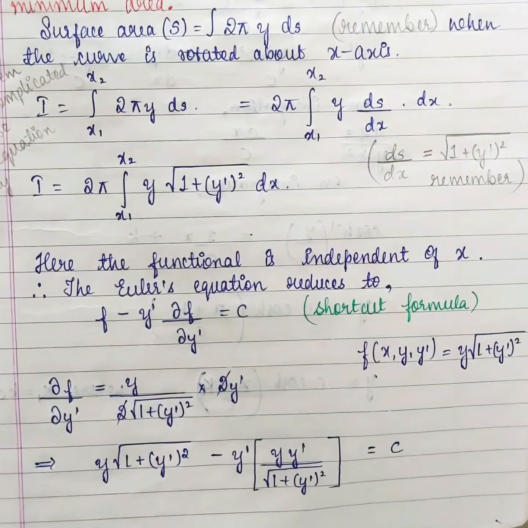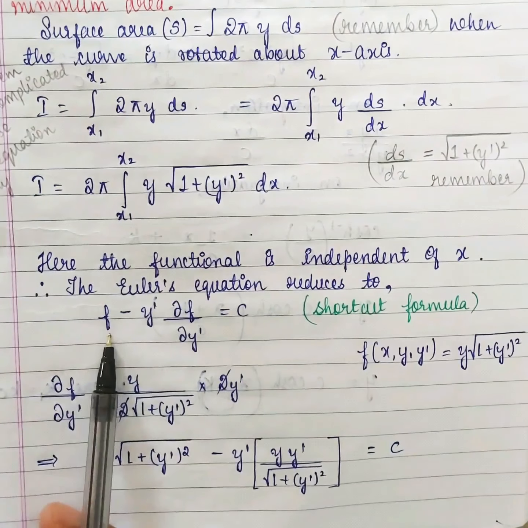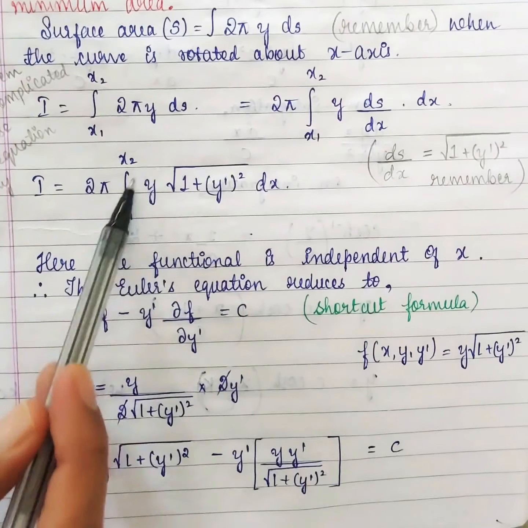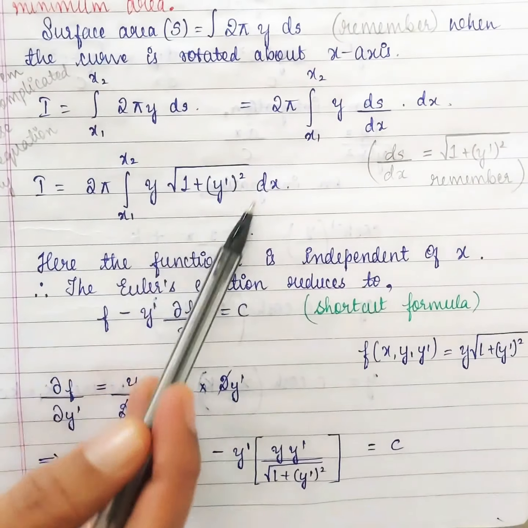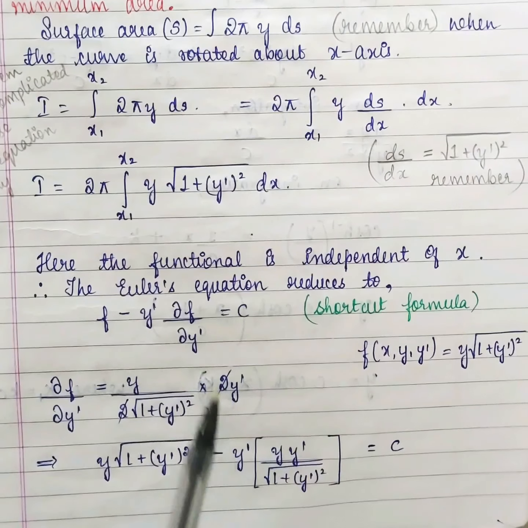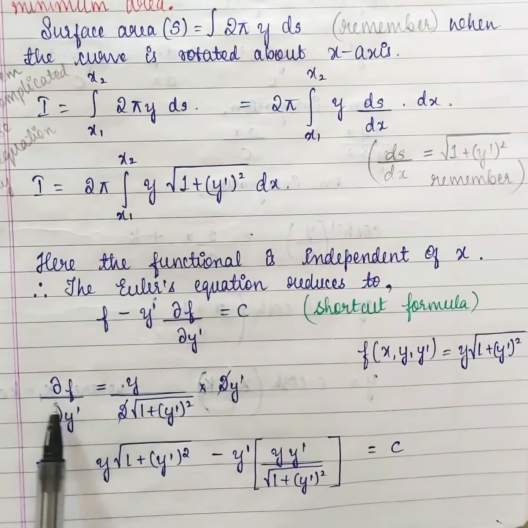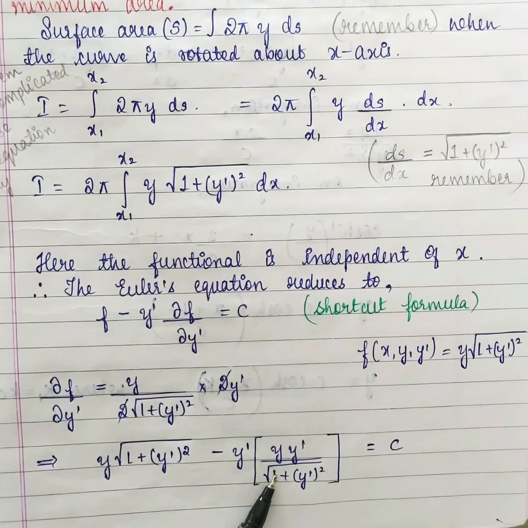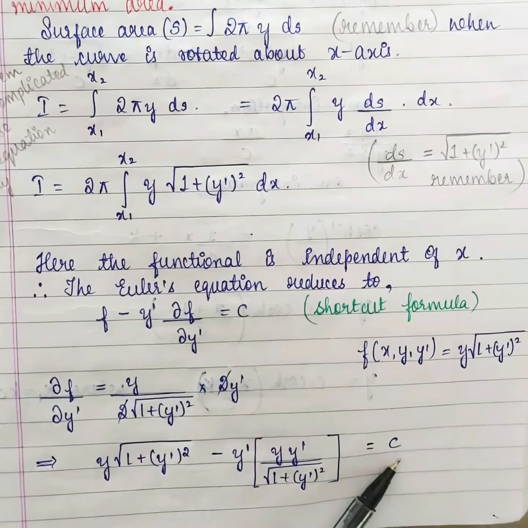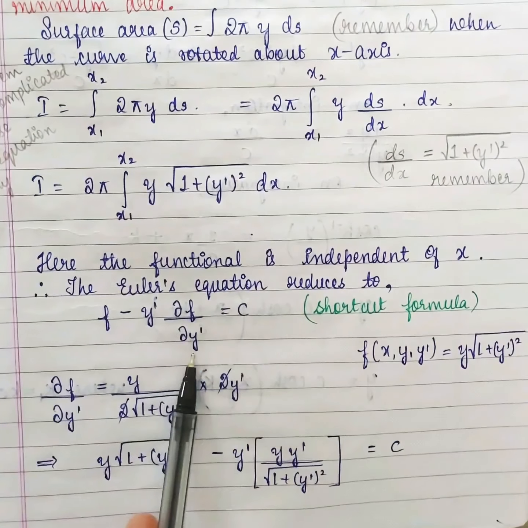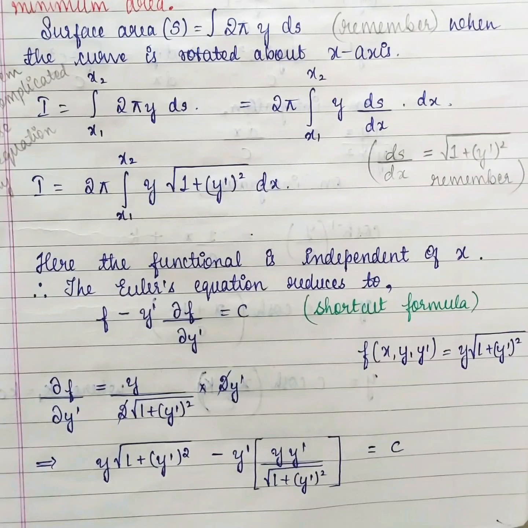And by simplifying this, we get this equation, that is we are just going to substitute. What is your function f? Y into root of 1 plus y dash square. That is whatever is there inside the bracket is your function f. F minus y dash into del f by del y dash. So whatever del f by del y dash we have calculated, we have written it here. That is equal to just a constant c. This is your equation, just finding del f by del y dash and substituting in this equation.